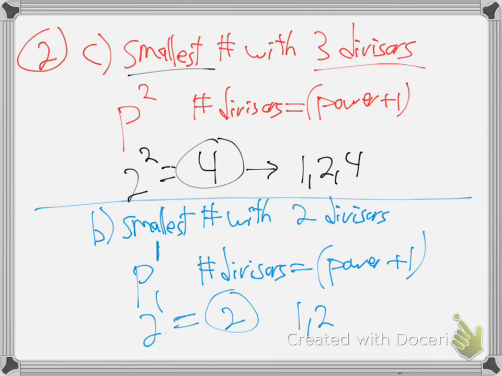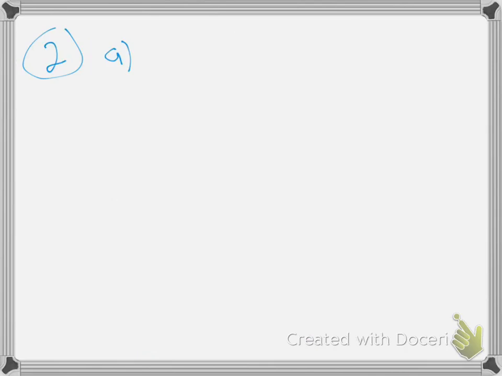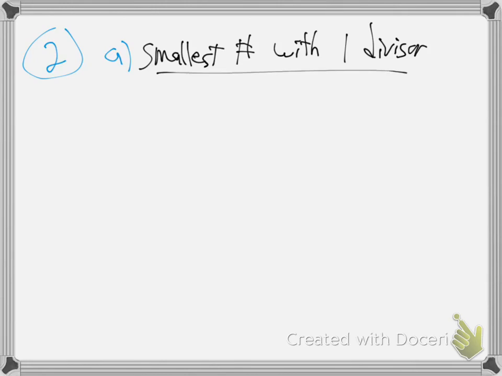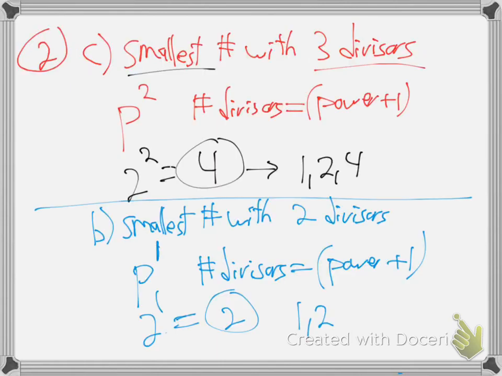How about 2a? What about 2a? Smallest number with 1 divisor. There's only one number, period, that has only 1 divisor. What's the only number that has only one thing that goes into it? 1. It's the only lonely number. I can't resist that John Lennon line. It just fits so perfect there.